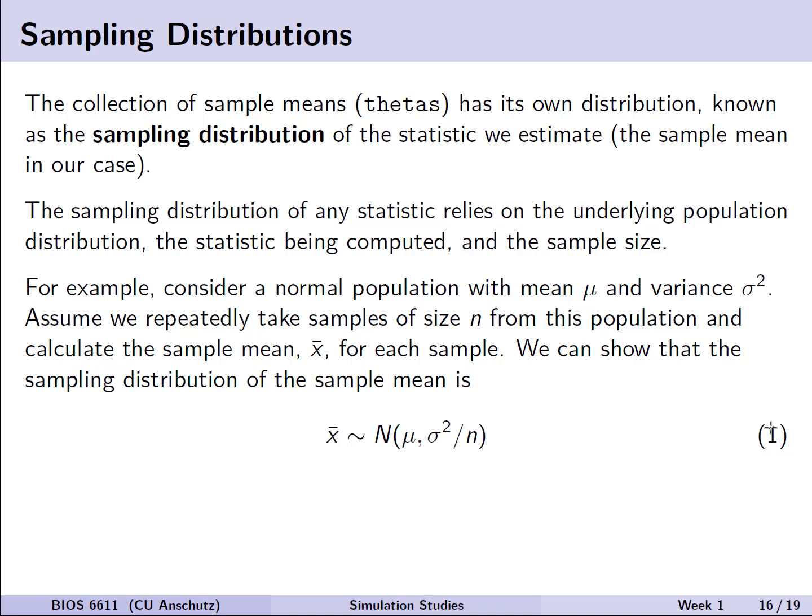The sampling distribution of any statistic will rely on the underlying population distribution, the statistic being computed, and the sample size. For example, we had assumed that we had a normal population with the mean mu and a variance sigma squared. If we repeatedly take samples of size n from this population and we calculate the sample mean for each sample, we could then show that the sampling distribution for the sample mean can be represented as still a normal distribution with the same mean, but the one piece that will differ is the variance will be sigma squared over n. And we'll see this more as we discuss the normal distribution in a few weeks.